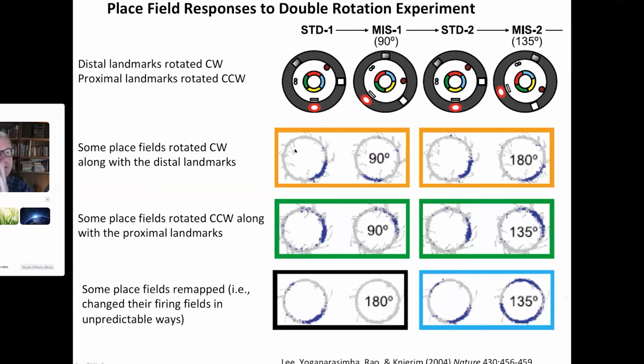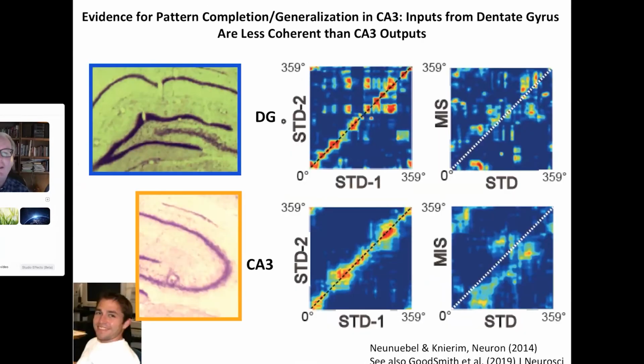Some cells rotate with one set of cues. Some cells rotate with the other set of cues. Some cells develop a new place field in the mismatch session. Some lose their field. And all the different areas I'm going to talk about and all the types of animals all have examples of these cells. But there are different proportions of these cells and different measures of coherence of what the ensemble or the population does. And that's what we'll be looking at here to make our conclusions.